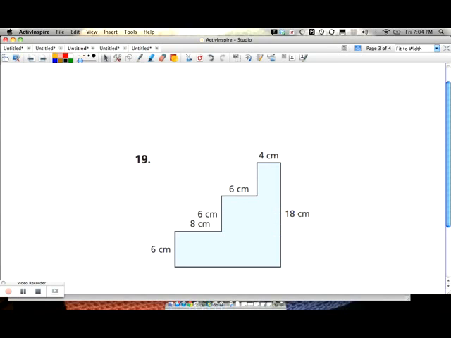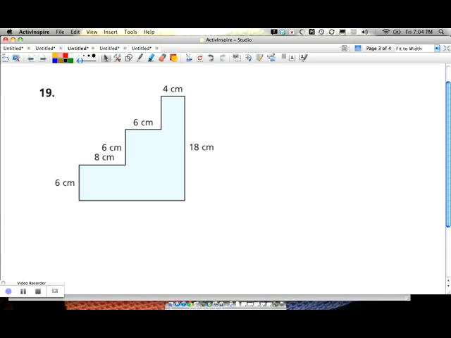Let's try another one. Another composite figure here, looking at number 19. There's a lot of ways that we can do this. The easiest way, well, not necessarily the easiest way, just the way I'm going to do it. I'm going to split it up into a little rectangle, a medium rectangle, and a big rectangle.